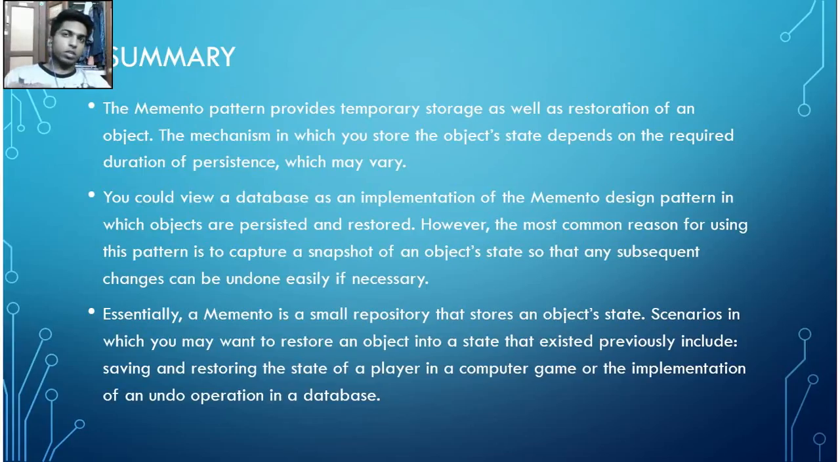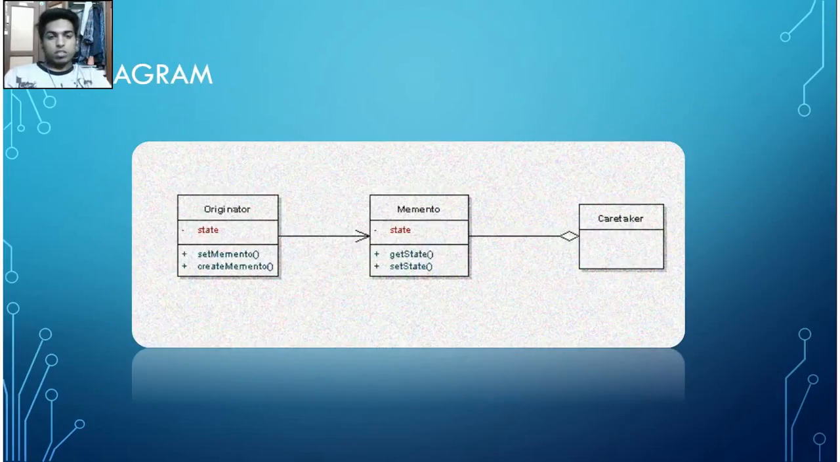Even in an undo operation, you can store a series of save points, that is mementos, so that you could even choose which point you want to go back to. Even the Windows backup system works based on this. They set a particular restore point so that in case of any failure of the system, they can go back to that point. And this is the diagram.